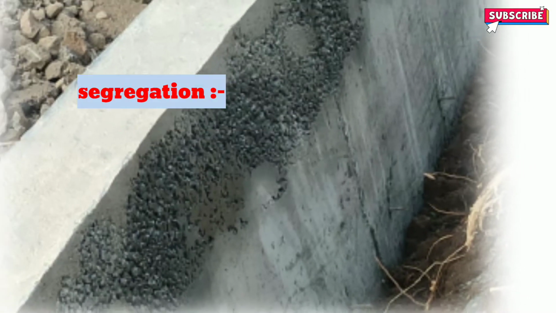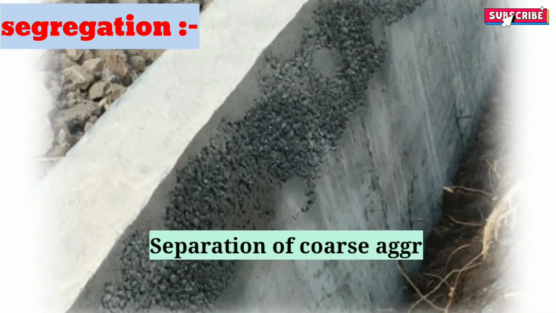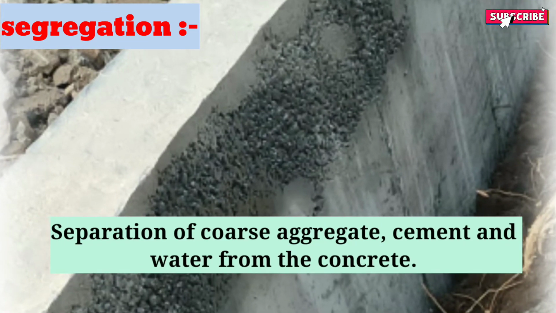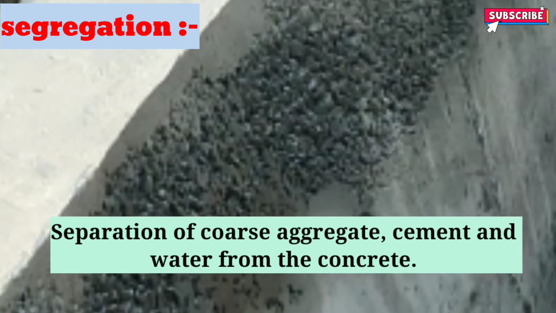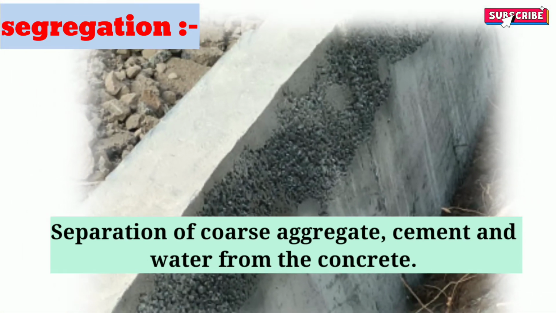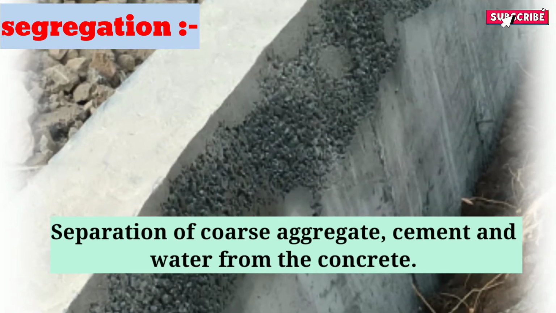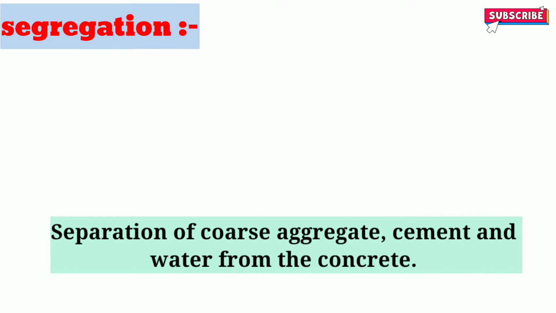So first of all, we will discuss segregation. What is segregation? The separation of coarse aggregate, cement and water from the concrete is known as segregation. If aggregate, cement and water are separated from each other in concrete, then you can say it is segregation.